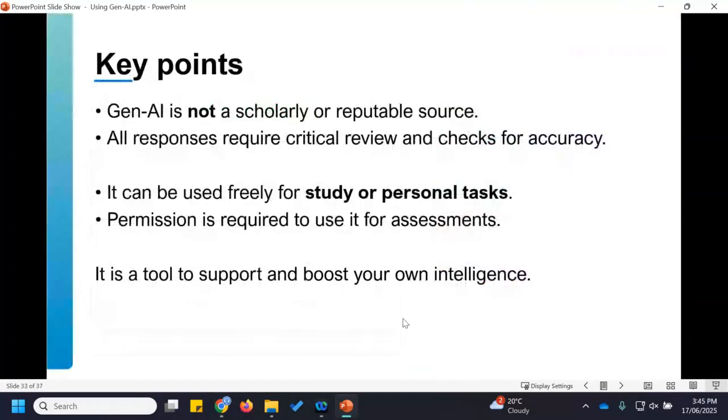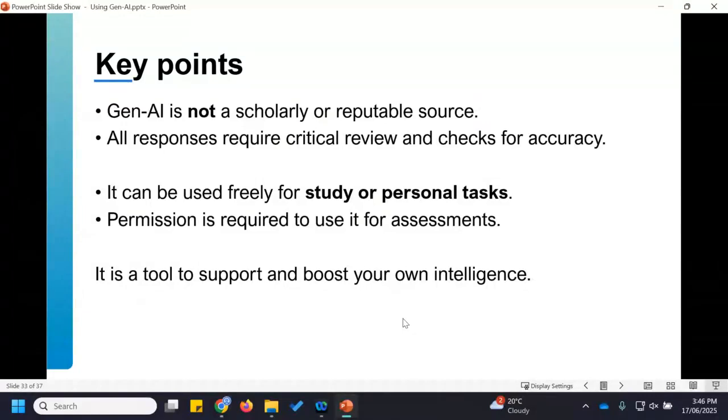So some key points from today. GenAI is not a scholarly or reputable source. All responses require you to review them and check them for accuracy every single time. It can be used freely for study or personal tasks. Go for your life. Permission is required to use it for assessments. Always get it in writing. And if you can't find it in your unit guidelines anywhere, just ask your unit coordinator.